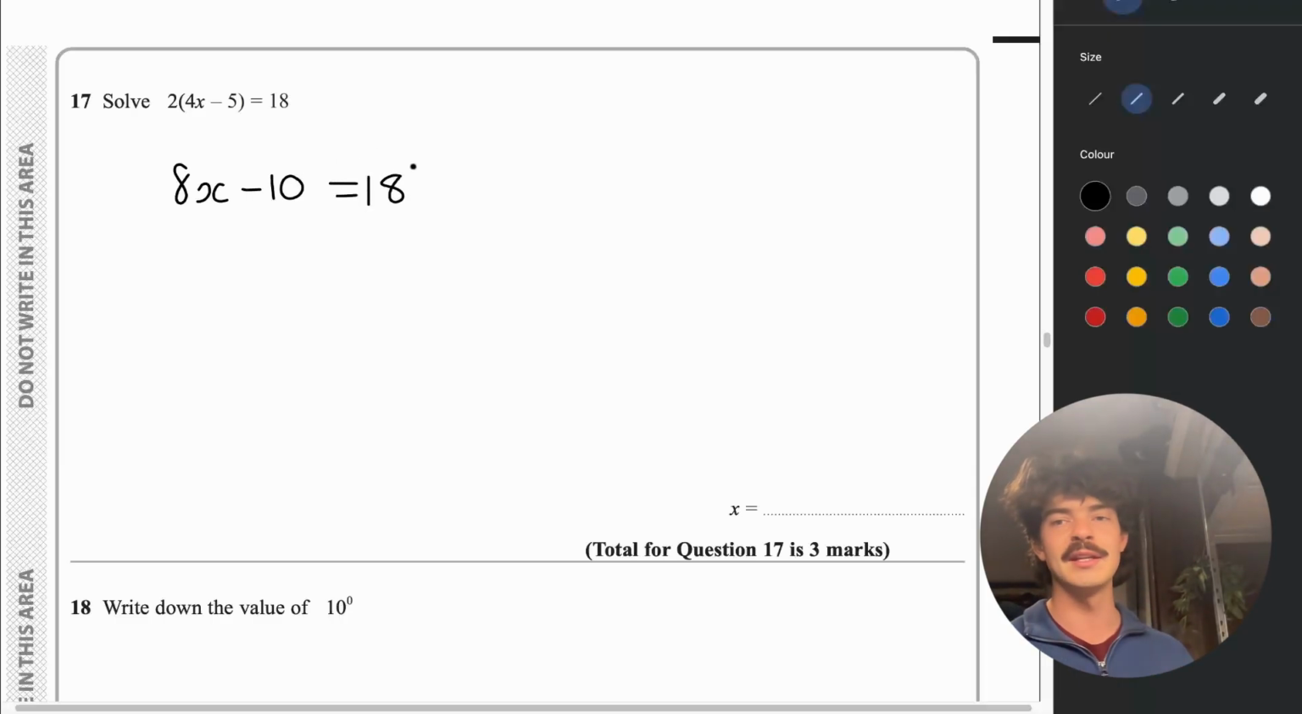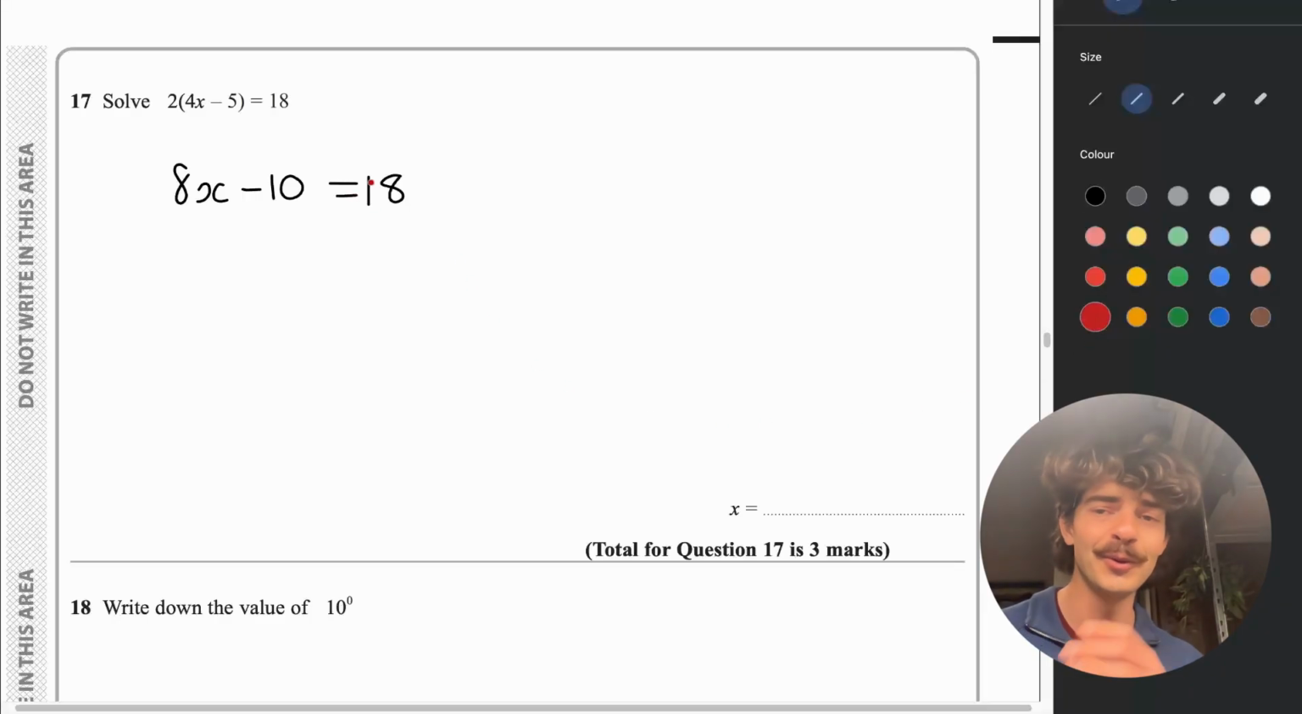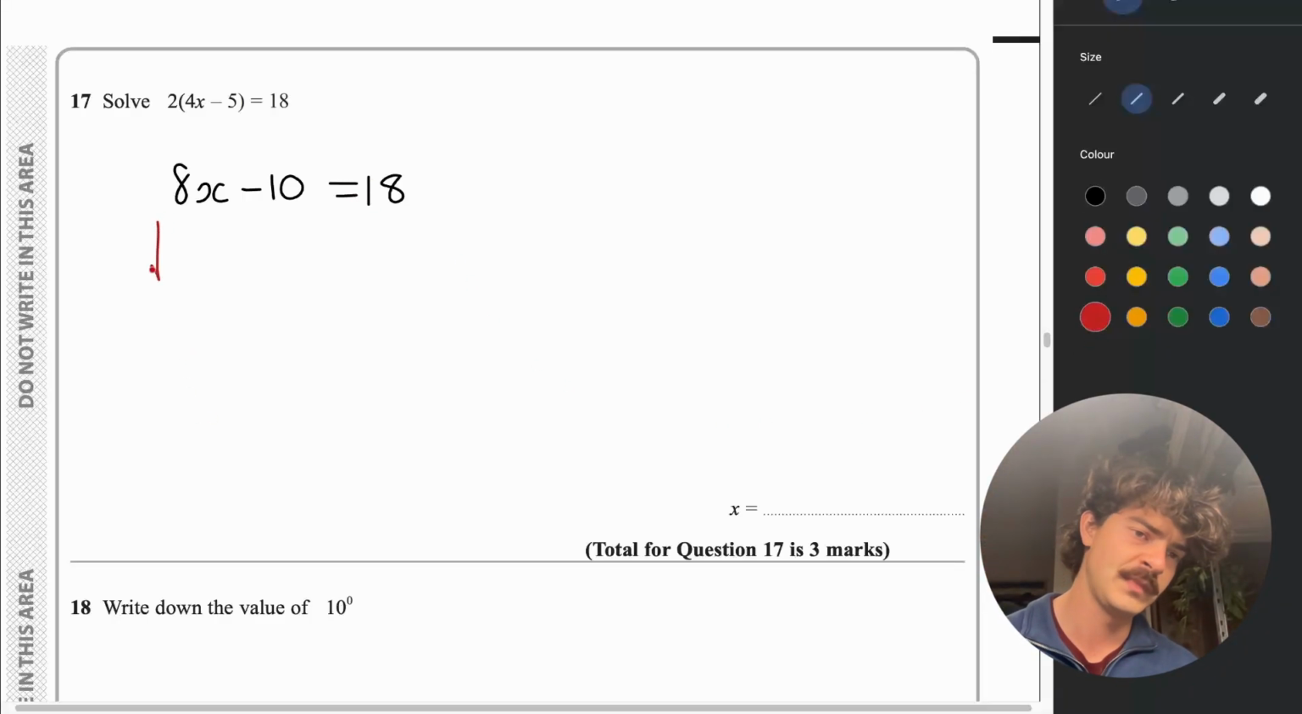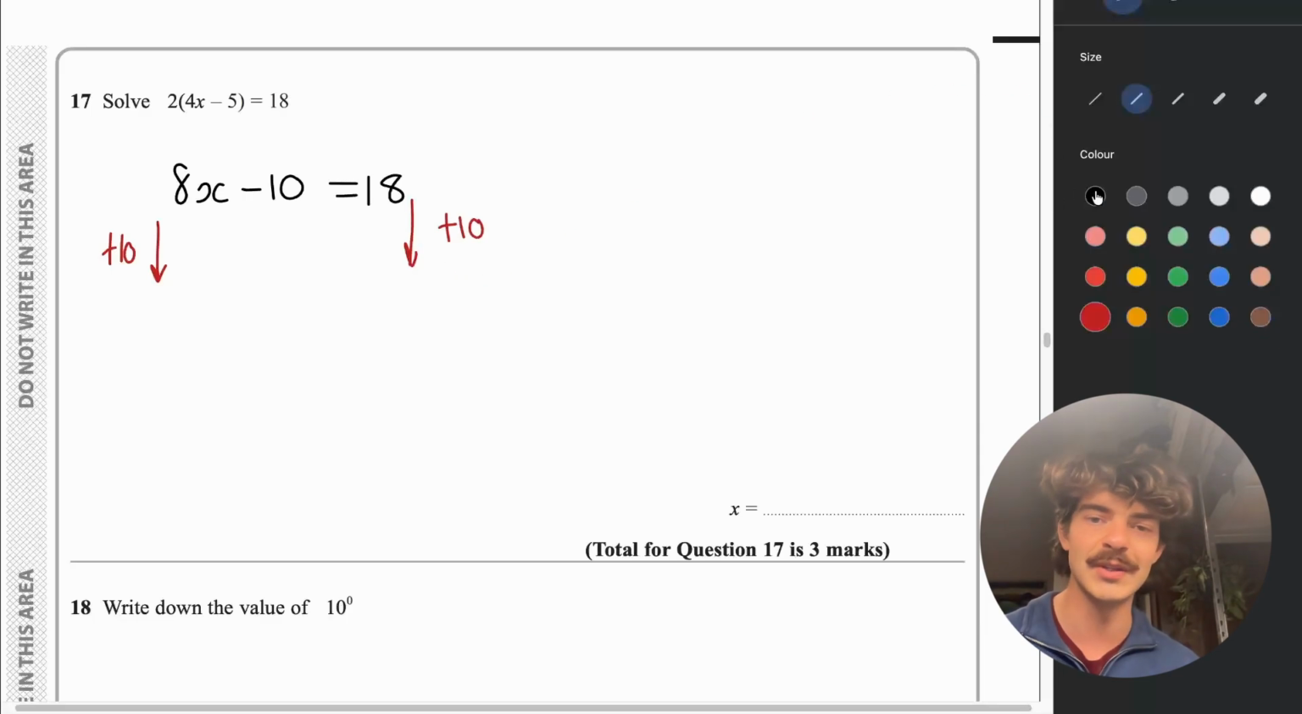Now our objective with these questions, to solve for the value of x, is to get x by itself, right? Currently, we've got numbers on that left-hand side. We don't want numbers on that left-hand side. We want all the numbers on the right-hand side, all the x's on the left-hand side. Okay, so let's add 10. Adding 10 is going to get rid of the 10 on this side, but we must ensure that we do it to the other side as well.